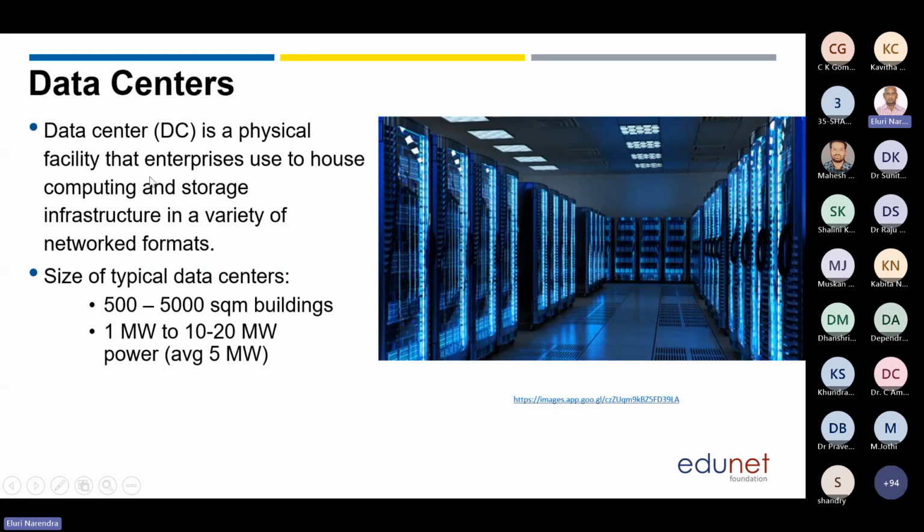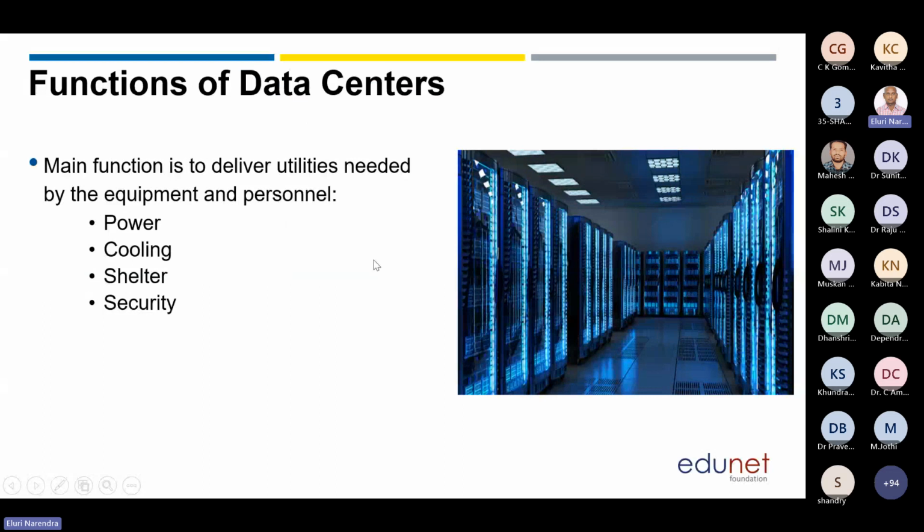The basic purpose of the data center is to provide security, and the size of a data center is around a 500 to 5,000 square meter building, with a power requirement from 1 megawatt to 20 megawatts. And this is the function of any data center: you need to provide the power, cooling, shelter, and security. These are the primary responsibilities of any data center.